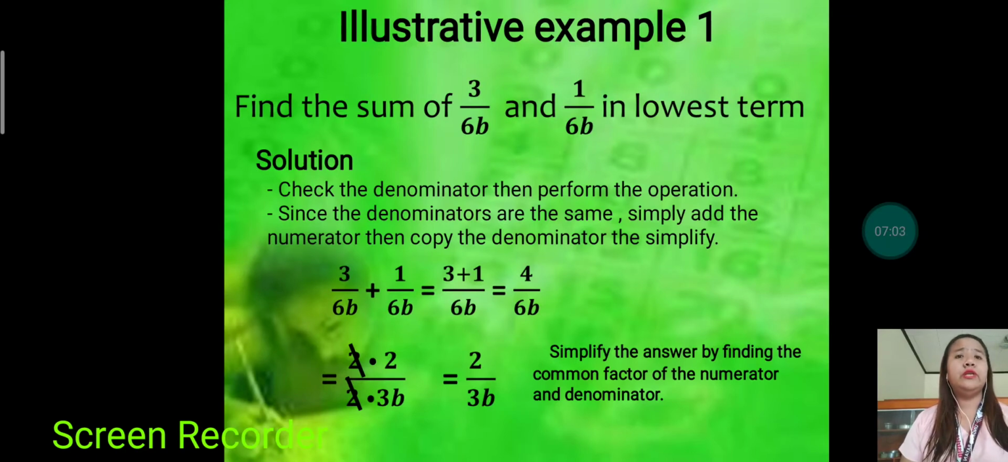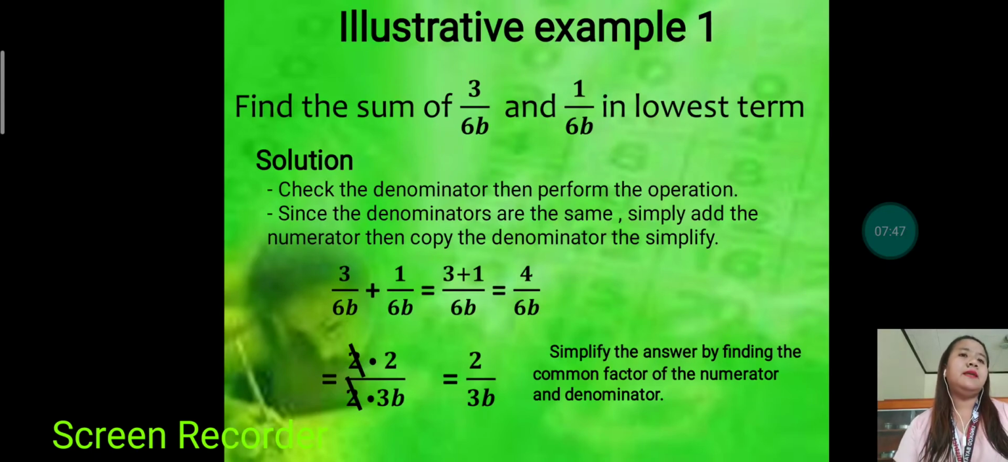Here is the solution. The first thing we're going to do is check the denominator, then perform the operation. Since the denominators are the same, we simply add the numerators, then copy the denominator, then simplify. We have 3 over 6b plus 1 over 6b is equal to 3 plus 1 over 6b. Therefore, 3 plus 1 is 4, and then copy the denominator, which is 6b. In order for us to simplify our answer, we're going to find the common factor of the numerator and the denominator.